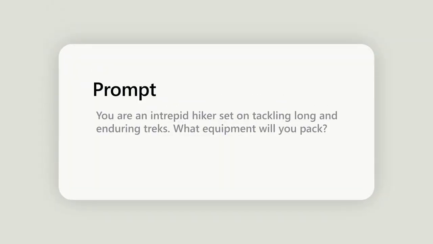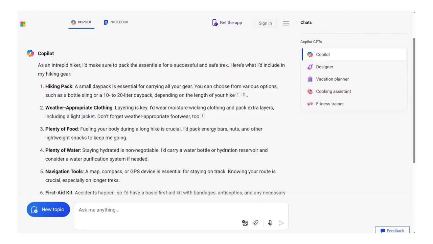First, let's define the role you want the AI to take on. Consider the following prompt. You are an intrepid hiker set on tackling long and enduring treks. What equipment will you pack? And here is the generated output. Some of the suggestions are geared toward a long and strenuous hike, including thick, heavy clothing, a large amount of water and food, and a first aid kit.